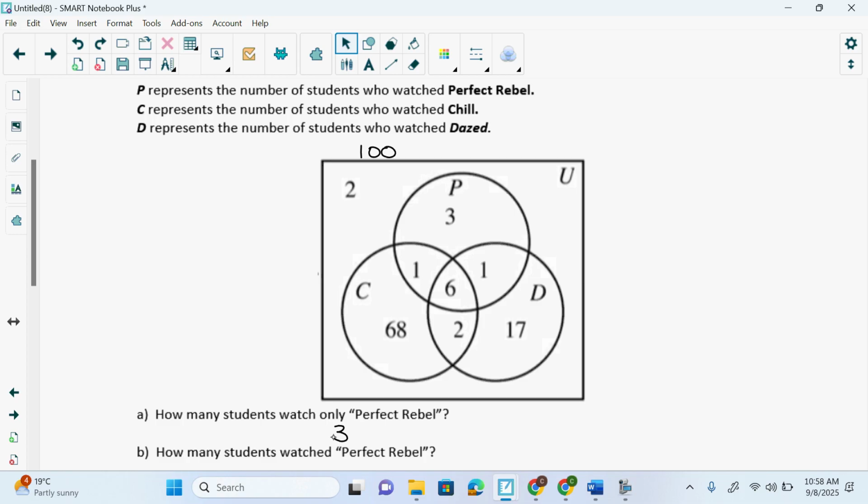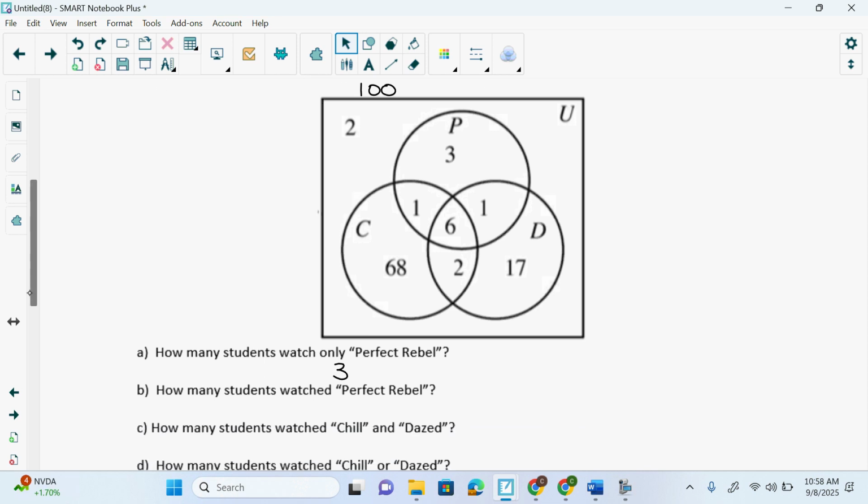Then it says, how many students watched Perfect Rebel? You guys figure it out. Grab a calculator, start adding things up. Or use your head. Whatever works easier for you. So how many watched Perfect Rebel? This one's an easier one to do in your head because it's not as big of numbers. What would it be? 11. So I go to the Perfect Rebel circle, the whole P circle, I get 3, 6 is 9, 10, 11.